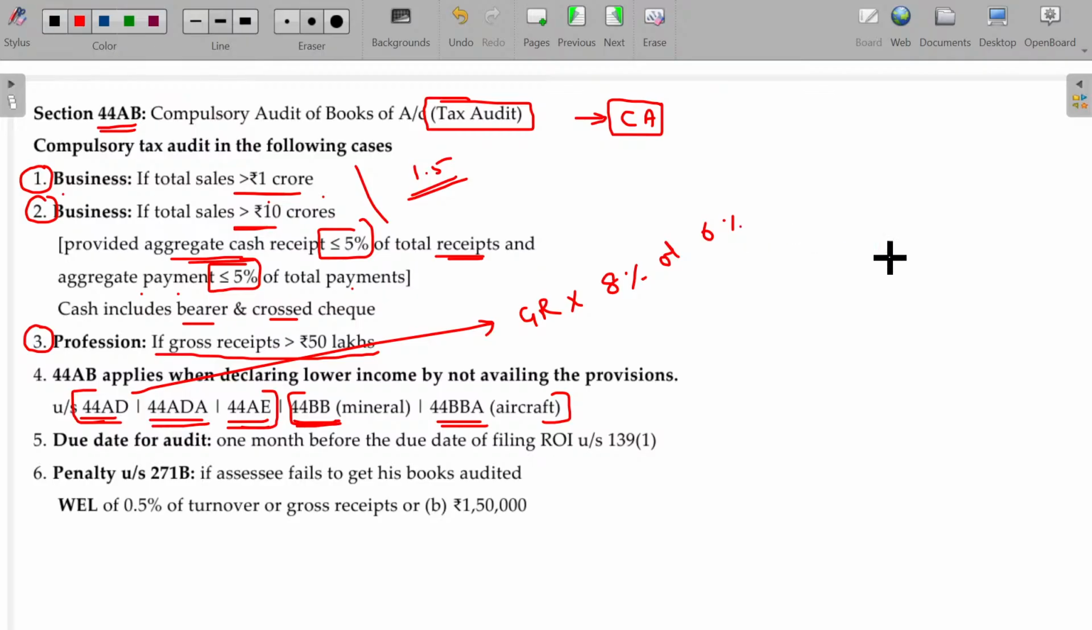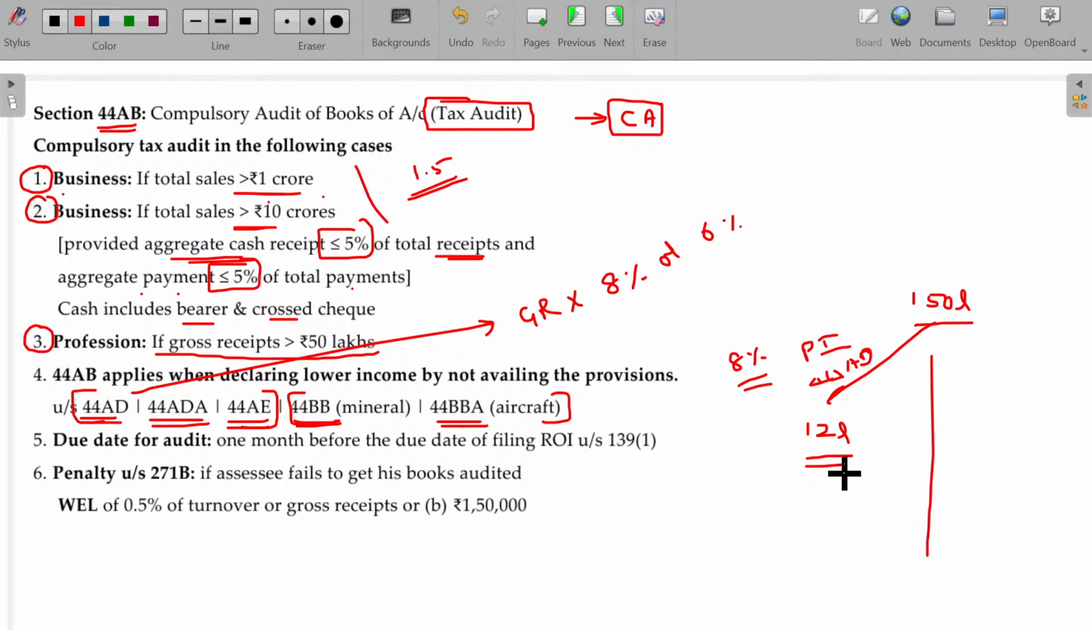Okay, so my receipts are 150 lakhs. How much will be my presumptive income, sir? Under section 44AD, I assume it may be in the form of cash, then 8% will be taken. So 8% of this is 12 lakhs. You have to pay the tax only on 12 lakhs.